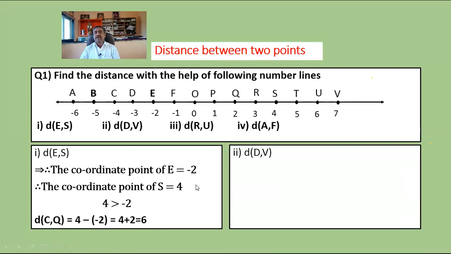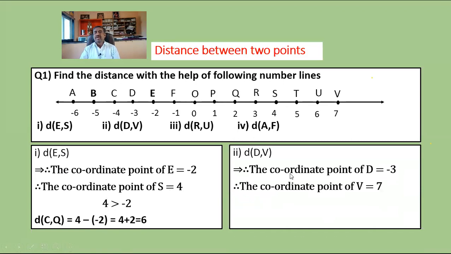Second, find distance DV. The coordinate of point D is -3. The coordinate of point V is 7. 7 is greater than -3. Therefore, distance DV is equal to 7 minus (-3), minus minus is plus, 7 plus 3 is equal to 10.